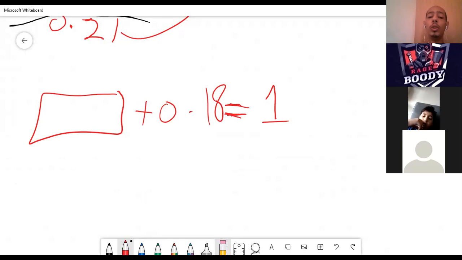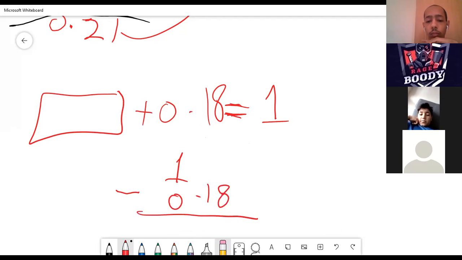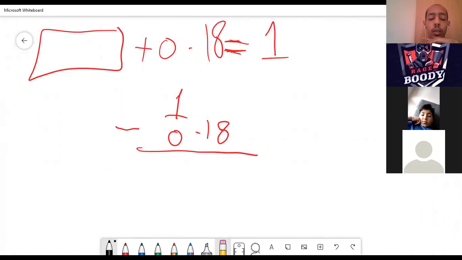82. Good. What will you do? You're going to subtract this from the 1 to get this, right? So you would say 1 minus 0.18. Why did I put the 1 above the 0? Because whole numbers always come to the left of the decimal point, and decimals come to the right of the decimal point. So I have one whole number and I have zeros here, right?